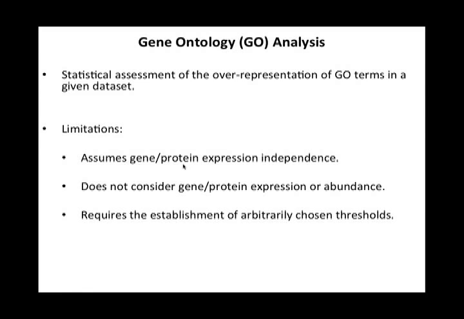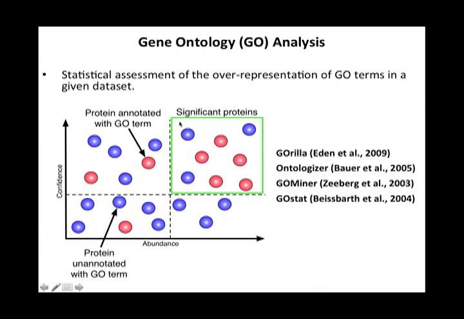It requires the establishment of arbitrarily chosen thresholds. So, for instance, I basically drew a line somewhere at the abundance that I considered was enough to be significant, and I drew a line at the confidence that I considered was enough to be significant. But these thresholds are fairly arbitrary, even though there are some guidelines in the literature in order to choose them. The problem is that if two proteins are very close to that threshold, one above, one below, they end up treated very differently, even though their values are very close. Again, that idea of having a binary count for overrepresentation becomes a limitation here.